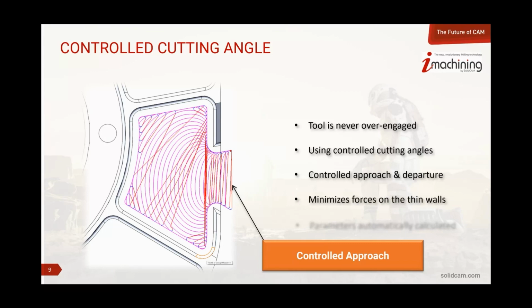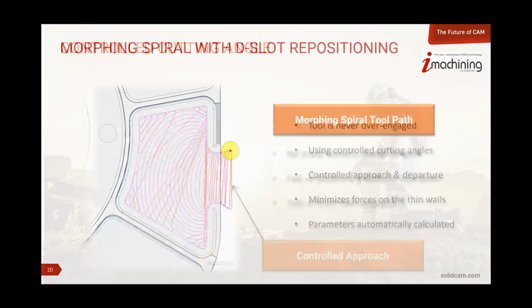All of this helps us to minimize the forces that apply to thin walls and thin floors, and it gives us a much better functionality when we're cutting for maintaining non-warped parts when we're finished. And we'll talk about that again a little bit later on in the webinar. The beauty of it is that all of these parameters are automatically calculated. The user doesn't have to worry about trying to figure out how to do this on a calculator. The wizard handles that for them.